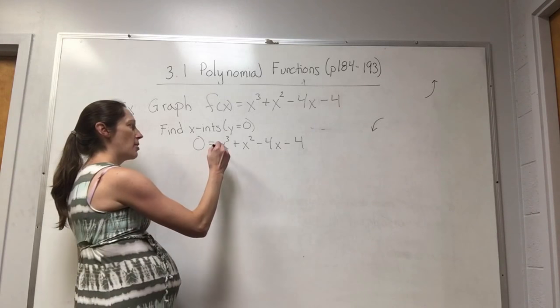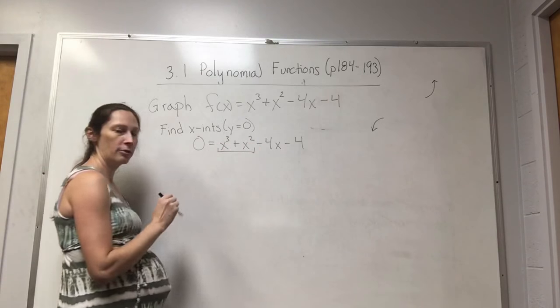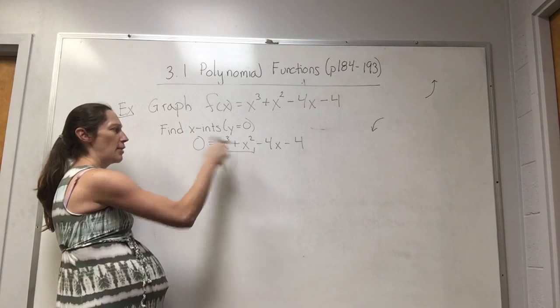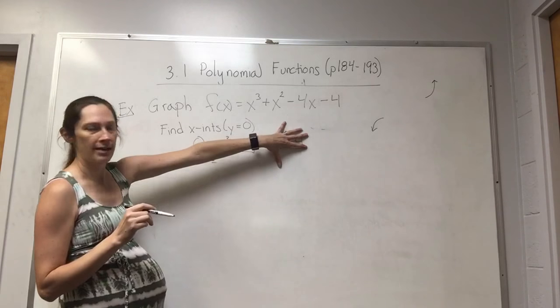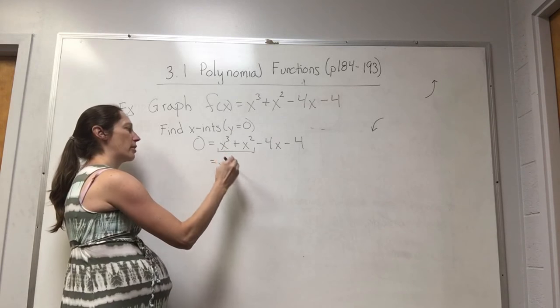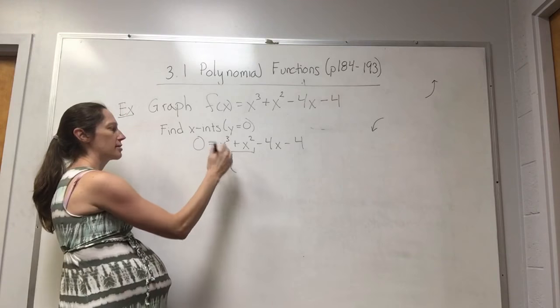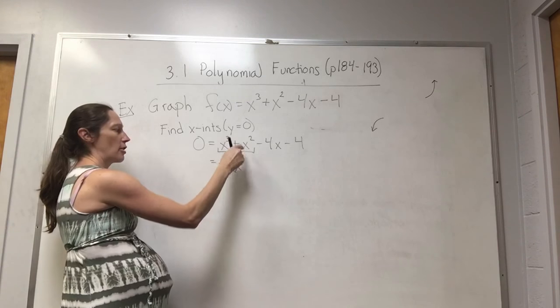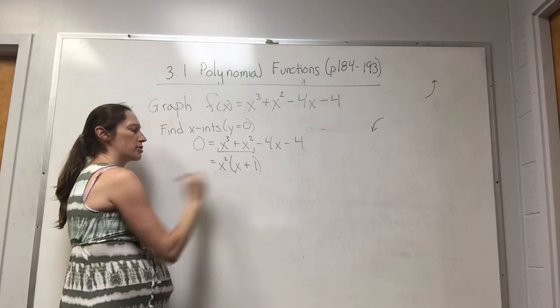So if I'm thinking about factoring, I group together the first 2 terms. I think about just those first 2, ignore the last 2. What do they share? What do they have in common? Oh, they share an x squared. If I factor that out of the x cubed, I have an x. Factor out of the x squared, I'm left with the plus 1.